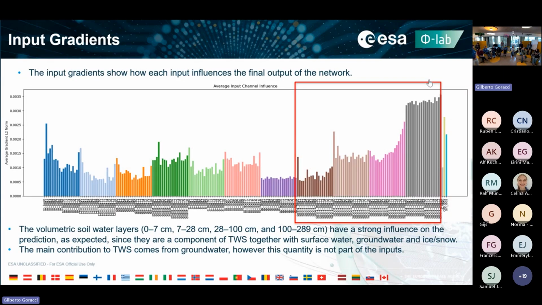What is the pink and the slightly less pink? This one? No, to here. Yeah. So okay, they're all layers. The first one, the brown one, is the layer from 0 to 7 centimeters underground. And of course, since in general the TWS is driven by the groundwater changes, the more you go in depth, the more the component. This is not the groundwater still, because the groundwater is much deeper than that, but still the layer from 1 meter to 3 meters is more contributing.